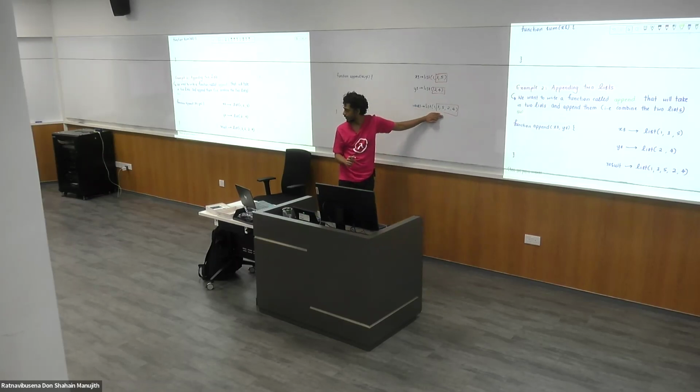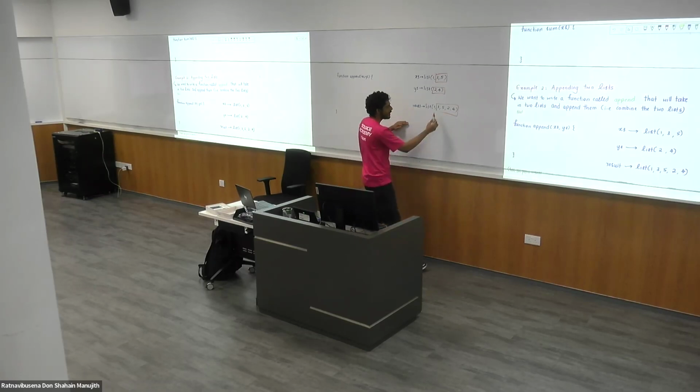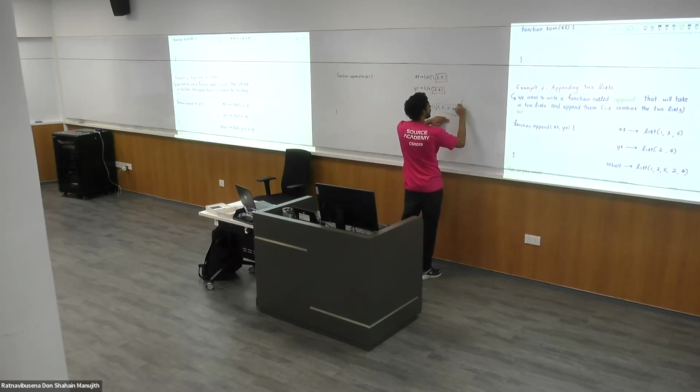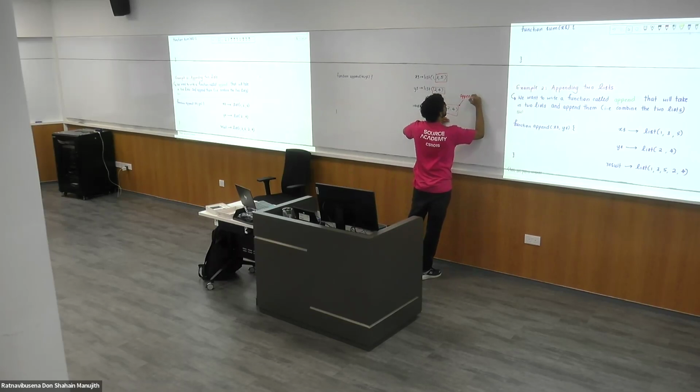Is that clear? Okay, so can you see that I actually reduce the problem size? I want to append XS to YS, and I look at the result, and I realize that the tail of the result can be gotten by appending the tail of XS to YS.